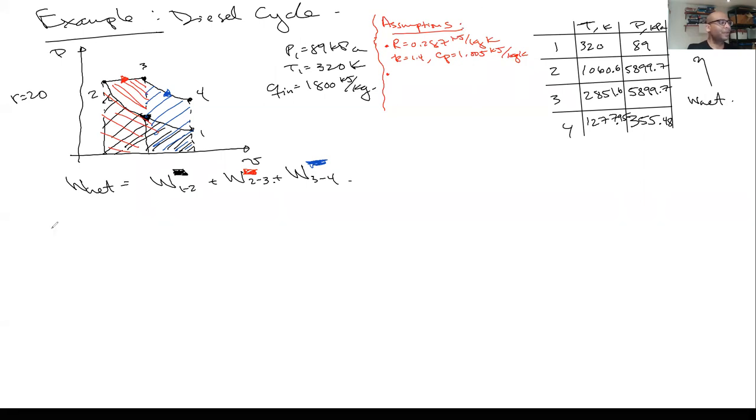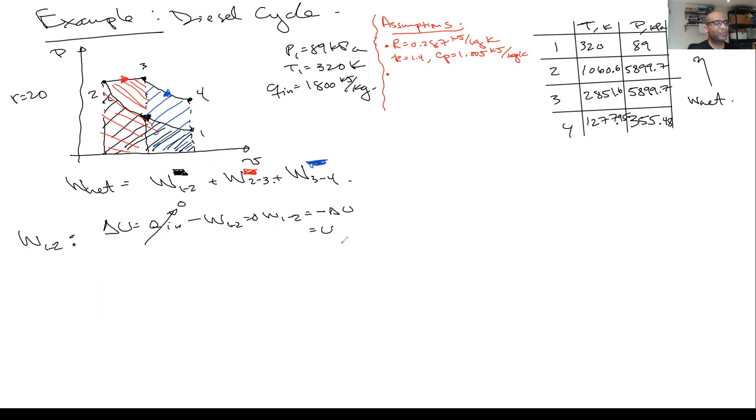So, working from 1 to 2, I'm going to write the first law for the compression phase. Delta U is equal to Q in minus the work out from 1 to 2. It's adiabatic because it's isentropic, so the work from 1 to 2 is equal to the negative of delta U, which is U1 minus U2. On a mass basis, this is going to be equal to U1 minus U2, Cv (T1 minus T2).